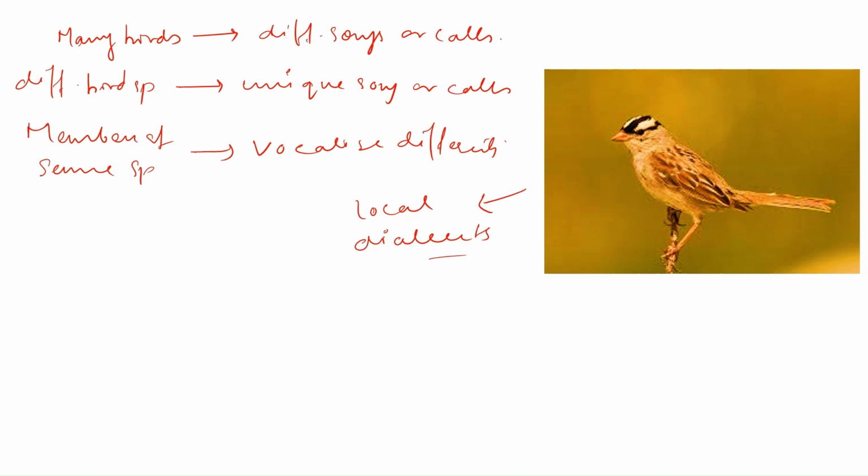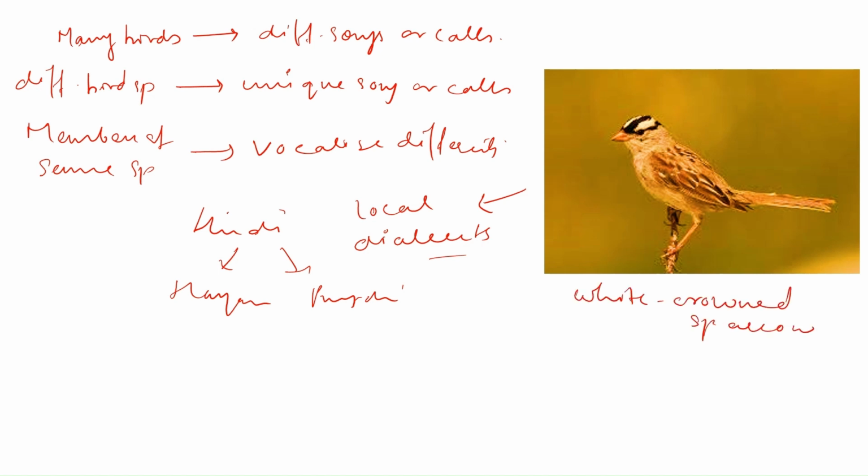Now coming to local dialects, for example, in India we speak Hindi, but we have different dialects of Hindi. For example, Haryanvi Hindi. Those who are staying in Haryana speak Haryanvi Hindi. It can be a Punjabi Hindi. So though we are all speaking Hindi, we have different dialects. Similarly, the white-crowned sparrows also have their local dialects that create a geographic mosaic.